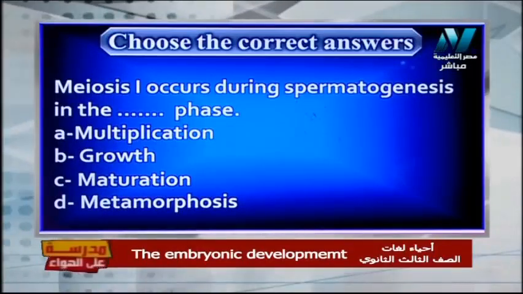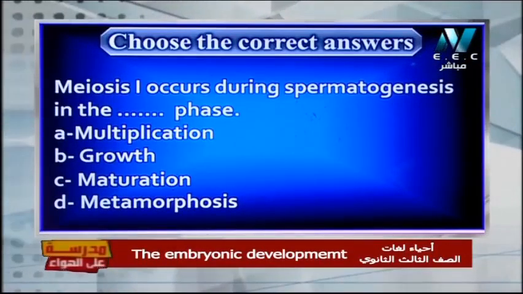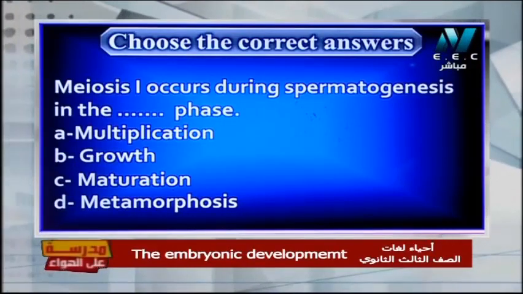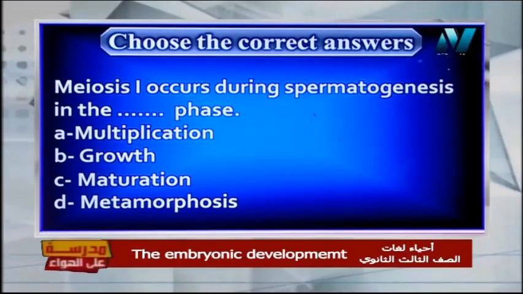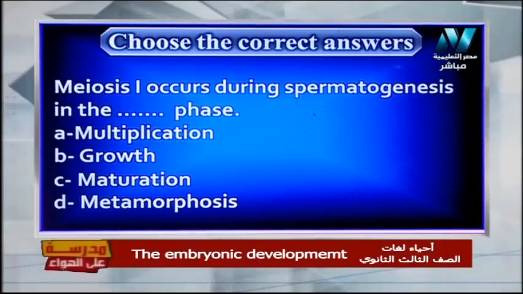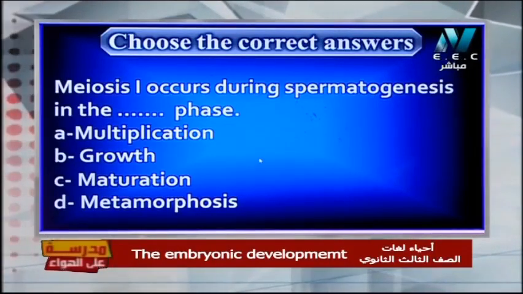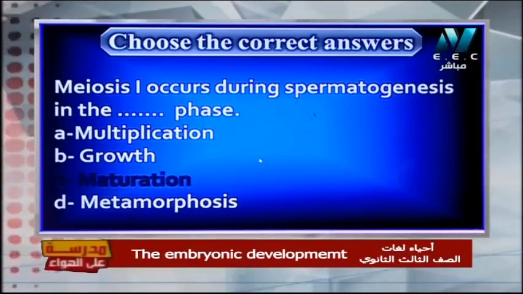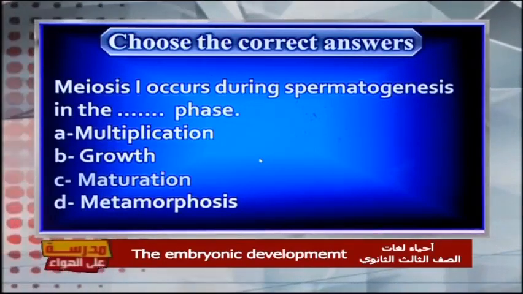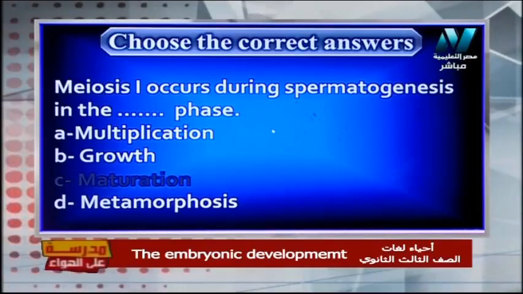Meiosis 1 occurs during spermatogenesis in the dots phase. فاكرين المايوزس 1؟ احنا لسه قلنا مايوزس 1 ومايوزس 2 دول ما بيحصلوش غير في الماتيوريشن، سواء في السبرماتوجينسس زي ما بيسأل السؤال او حتى في الاوجينسس. برضو meiosis 1 and meiosis 2 بيحصلوا في الماتيوريشن phase.